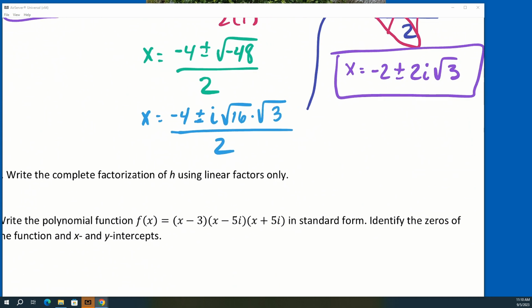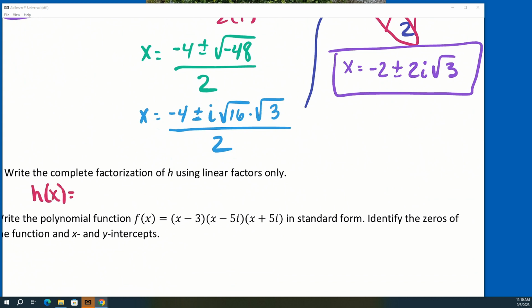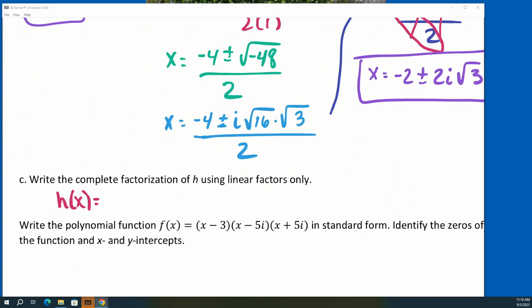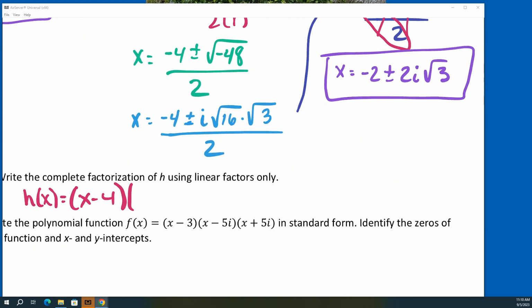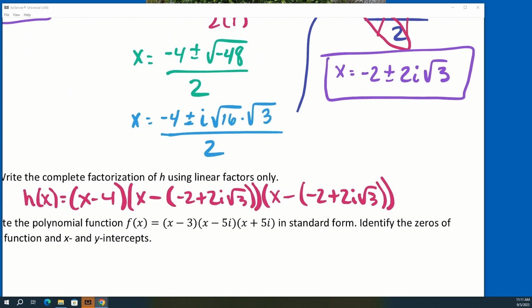Okay, and then for C, we want to write the complete factorization of H using only linear factors. So one linear factor we already know from when we factored it is x minus 4. The other two are going to come from these imaginary zeros. So it's going to be x minus, and then in parentheses, negative 2 plus 2i square root of 3. And then x minus negative 2 plus 2i square root of 3. I know that looks weird. That is what they're wanting you to write. It looks a lot better like we wrote it on A, but those aren't linear factors. x squared plus 4x plus 16 is not a linear factor.